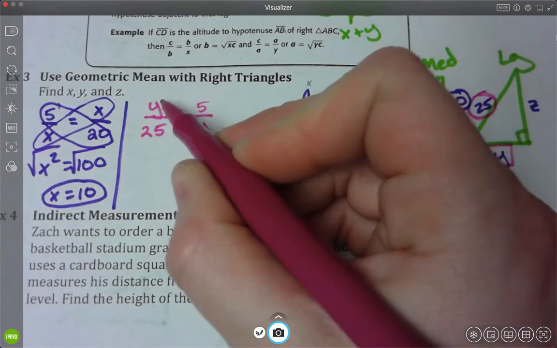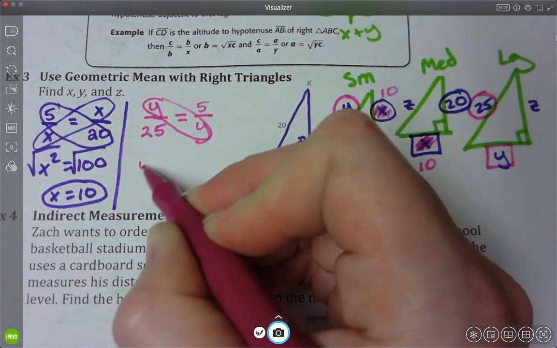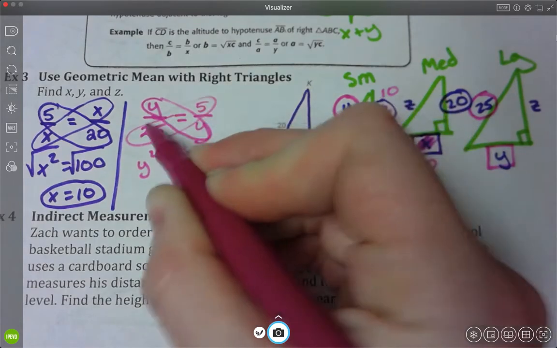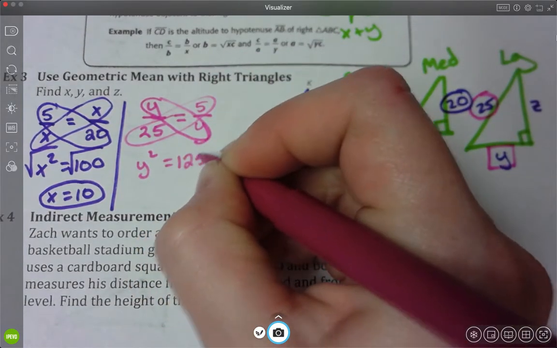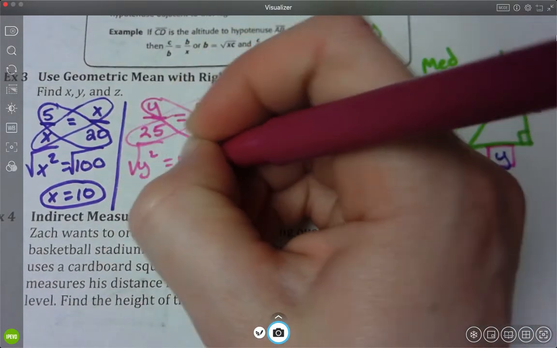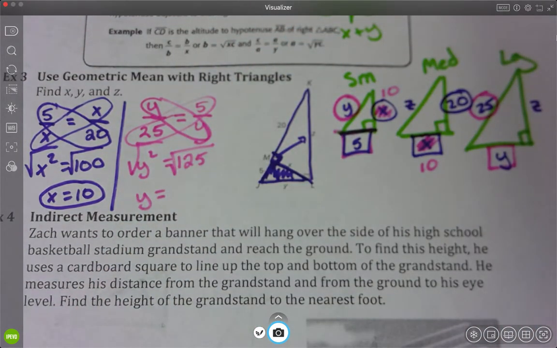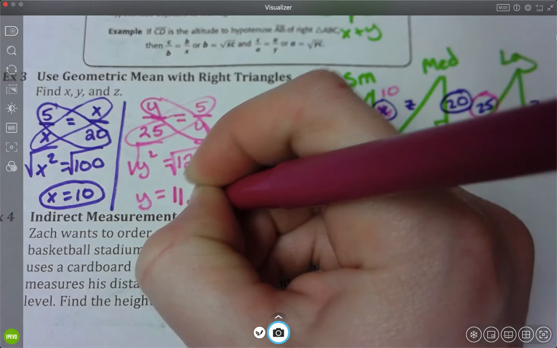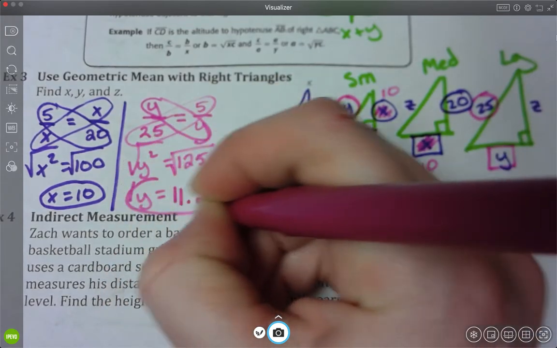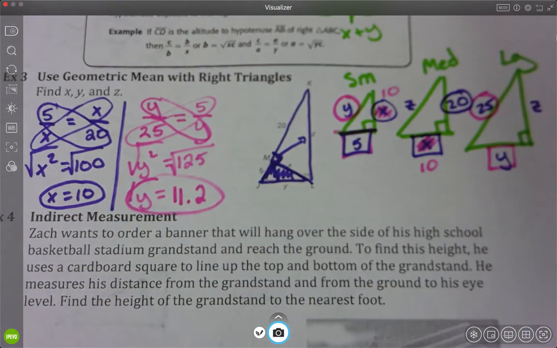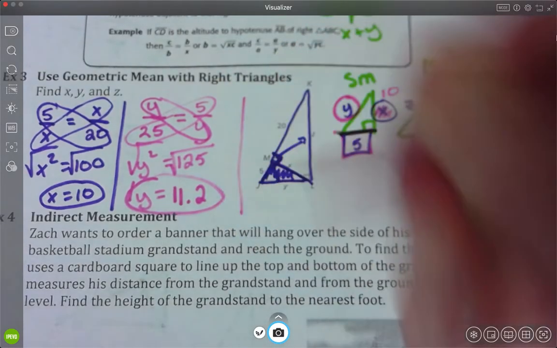Okay, now here we have that geometric mean again, so I have Y squared. 25 times 5 is going to be 125, and then I can take the square root. So the square root of 125 I don't think comes out nicely. It is going to be, I don't know, somewhere between 11 and 12. 11.2-ish. So that's what Y is going to be, about 11.2. Let's go ahead and round to 1 decimal place. Okay, so that was the Y's.